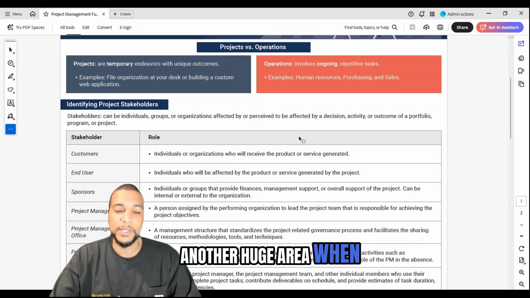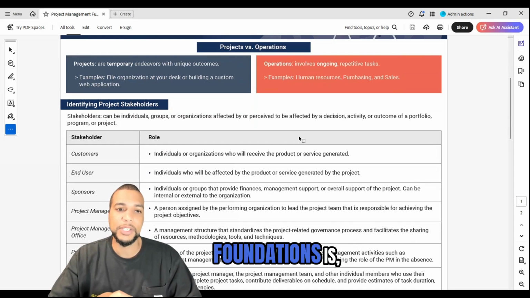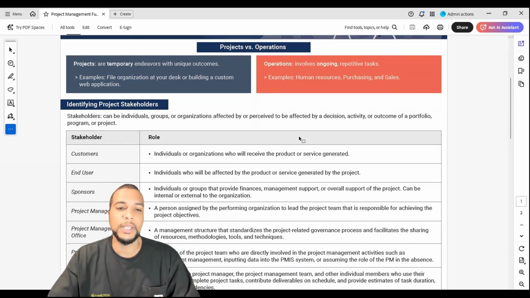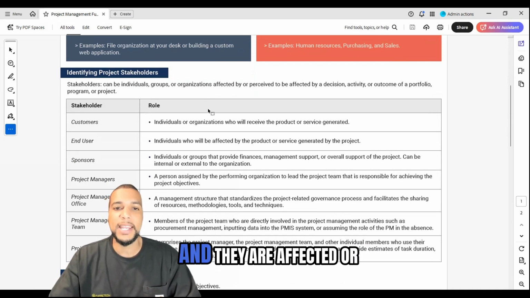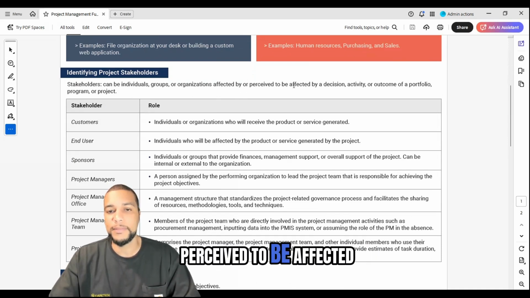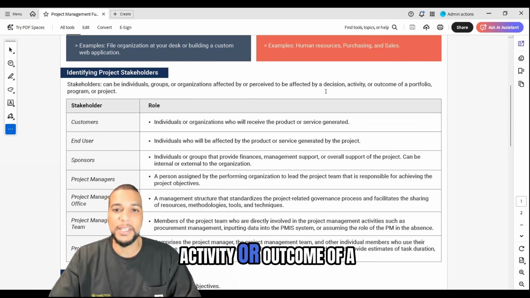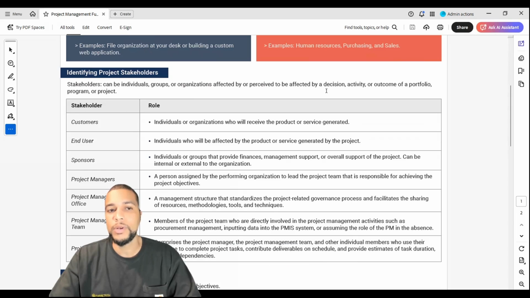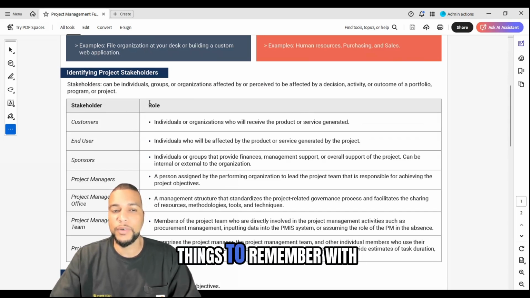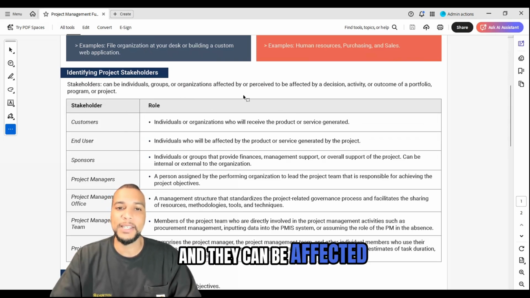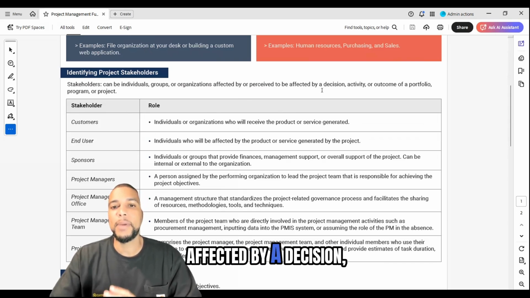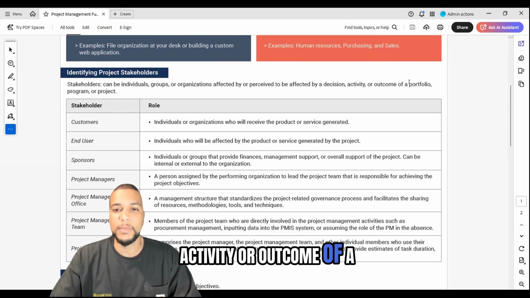Another huge area when you're understanding project management foundations is identifying project stakeholders. Stakeholders can be individuals, groups, or organizations, and they are affected or perceived to be affected by a decision, activity, or outcome of a portfolio, program, or a project. So that's one of the key things to remember with stakeholders. They can be affected or perceived to be affected by a decision, activity, or outcome of a portfolio, program, or project.